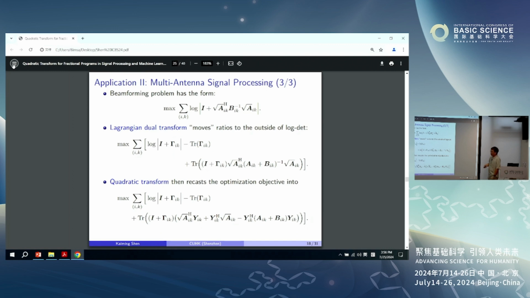So now, aside from the original variable v, we have introduced two new variables. One is gamma, which is due to the Lagrangian dual transform. The other is y, which was introduced by the quadratic transform. If we optimize v along with gamma and y in an iterative fashion, it turns out that we just recover the well-known WMMSE algorithm exactly. So there's an intimate connection between WMMSE and the FP algorithm.